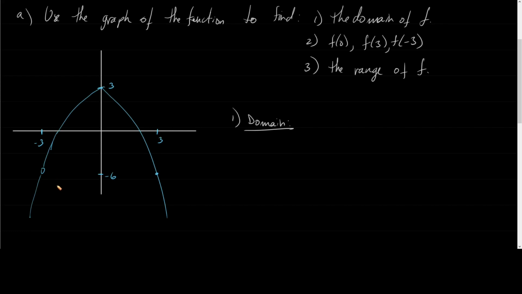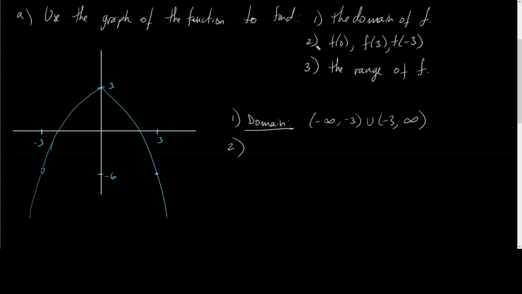So what we're going to do is say the domain is everything except that spot. So the domain is going to go from -infinity all the way up to -3, union from -3 to +infinity. And again, we're not including -3 because at the x value of -3, there's that hole. All right.